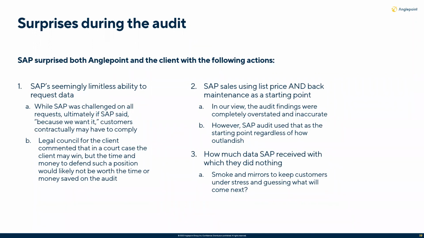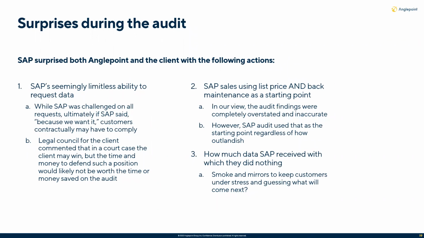During this engagement, we did have legal counsel for the client that basically said, if we went to court, we would win. We would say, show us where in the contract it says that you can have this data. It's not there. Therefore, we don't have to give it to you. But the time and the money to defend such a position, it's just not worth it. So we ended up in some cases accepting a less than optimal description from SAP about why they needed the data. Definitely we redacted any PII information, but we ended up providing that data to SAP.